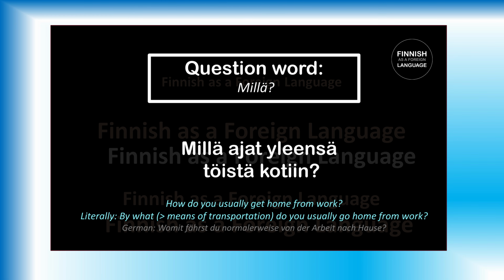Here we are referring to the means of transportation. Ajat means you drive. It's the second person singular present tense of the verb ajaa, which means to drive. Yleensä means usually. Töistä means from work. Elative case, and kotiin literally means to home. Here we use the elative case. So let's repeat again. Millä ajat yleensä töistä kotiin? How do you usually get home from work?